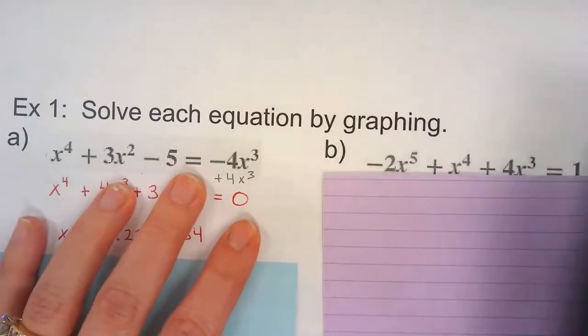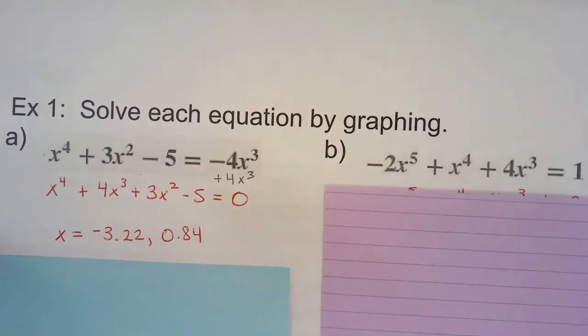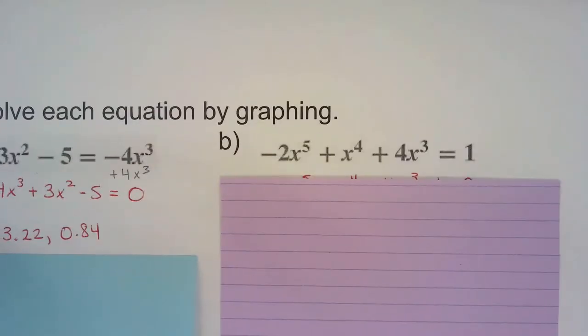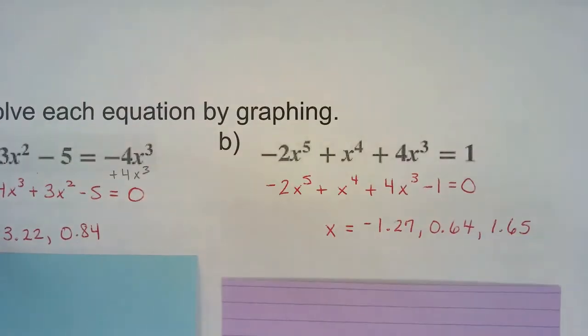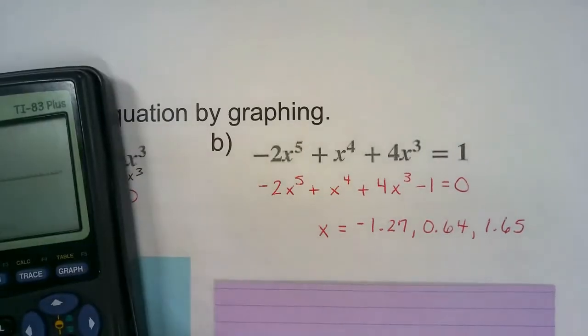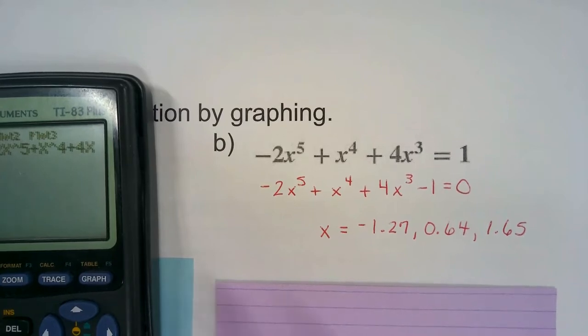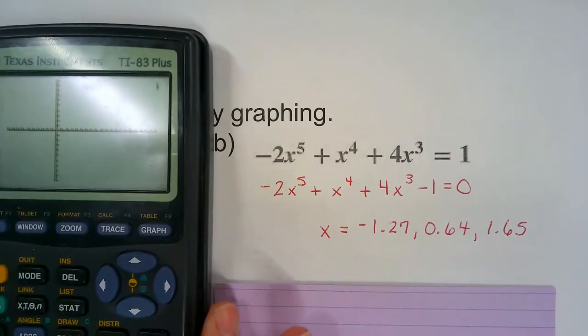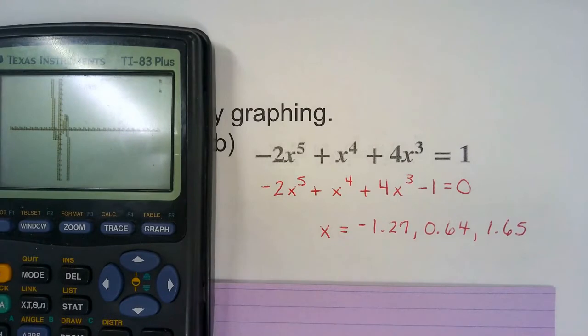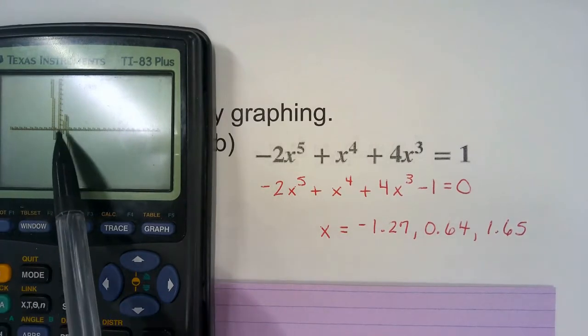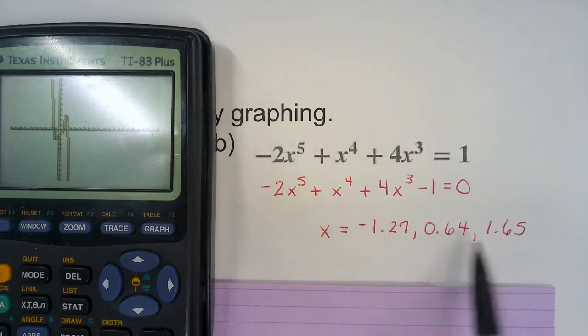Pause the video and try the next question. So on the next one, you should have moved that 1 over by subtracting, and you should have gotten 3 of those zeros. So if I type it in real quick here, this is what your graph would look like. And so yes, you're getting 3, 1, 2, and 3, and making sure you're going left and right of each of those zeros.